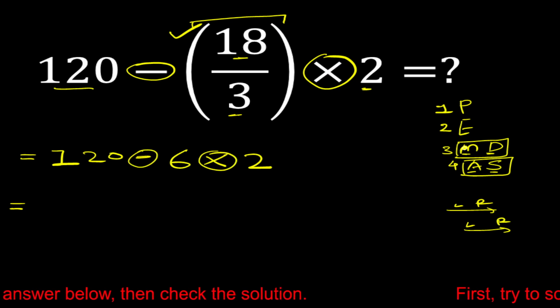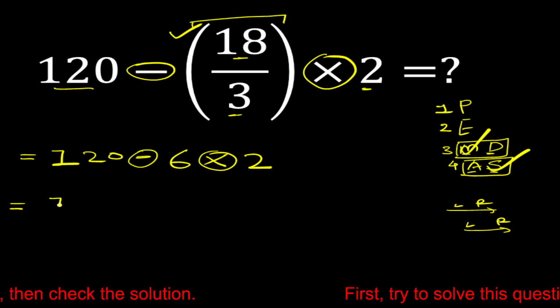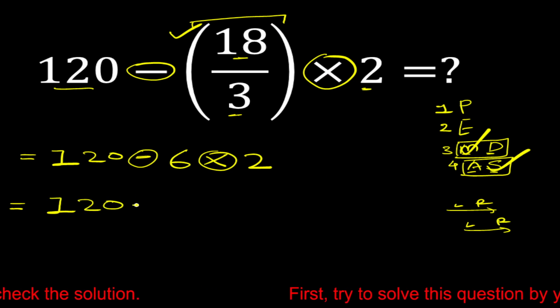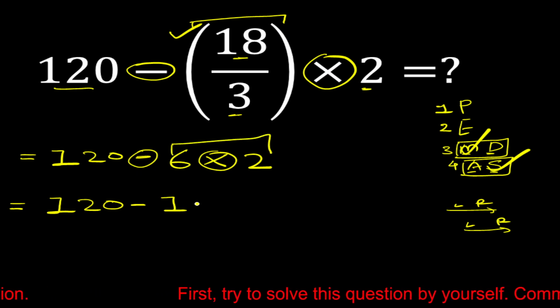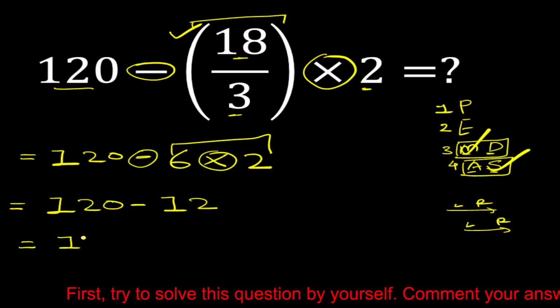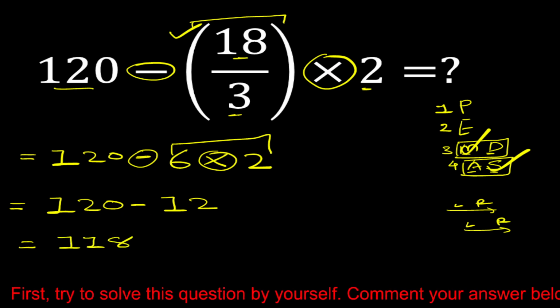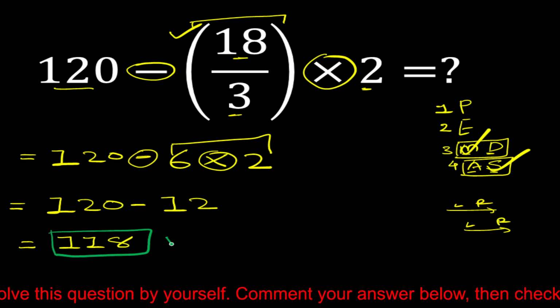So according to the PEMDAS rule, first priority is multiplication, then we have to solve subtraction. So 120 minus, now multiply: 6 multiply 2 is equal to 12. So 120 minus 12 is equal to 108. Okay. So the correct answer is 118.